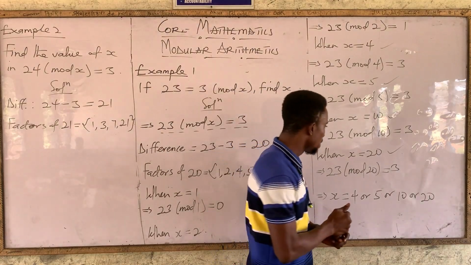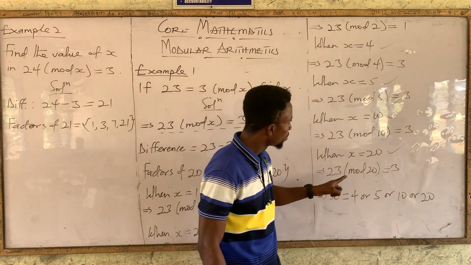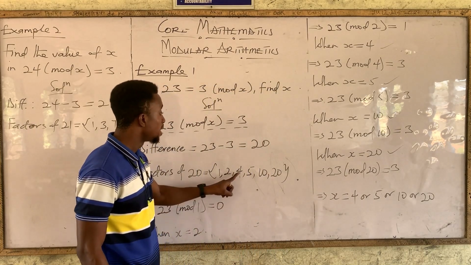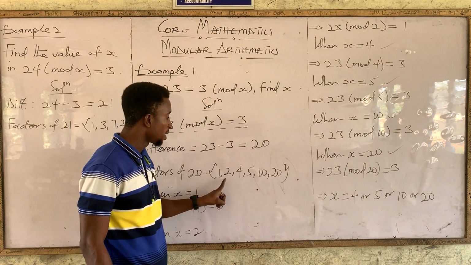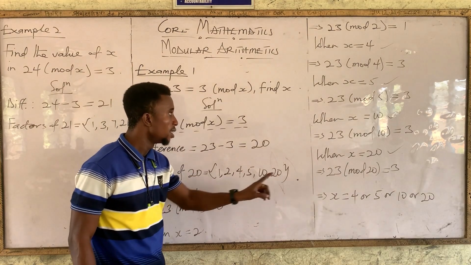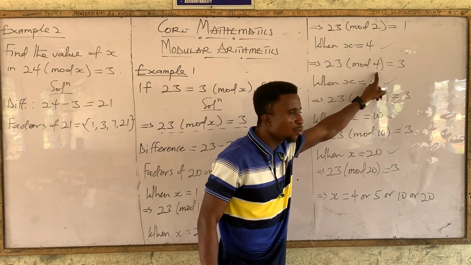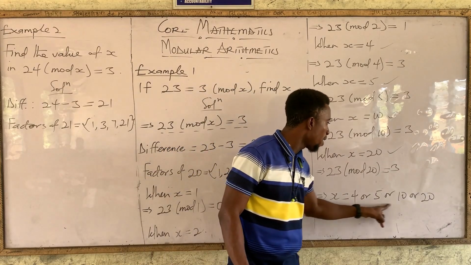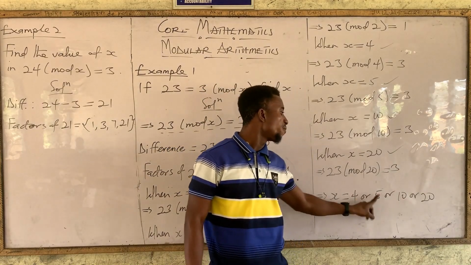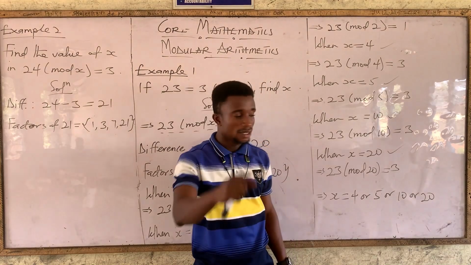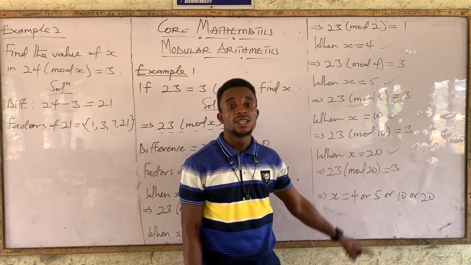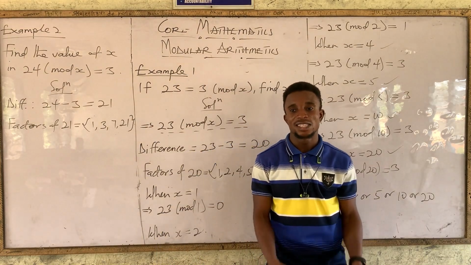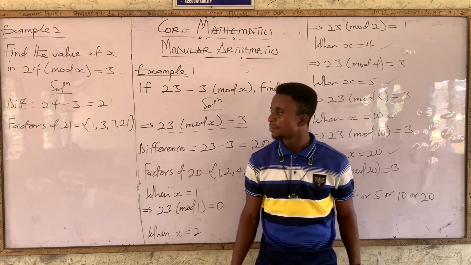Are you getting that? Let's imagine, like in this example, we omitted, let's say, 4, and we said 1, 2, 5, 10, and 20. We saw that 4 was also part of the values, so you're going to miss that. Instead of getting 4, 5, 10, and 20, you get 5, 10, and 20, of which you are wrong. Are we okay? So make sure you are able to locate all the possible factors of the given difference. Are we okay? Let's proceed.